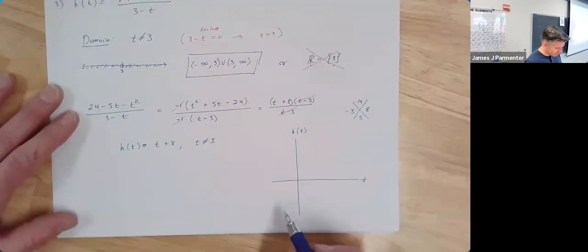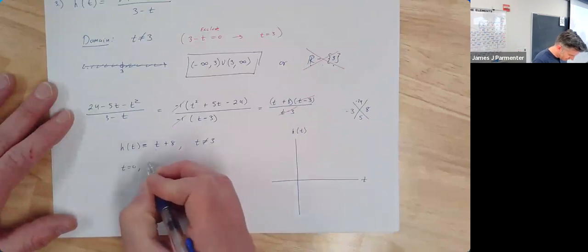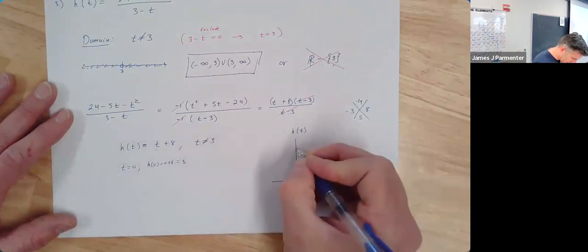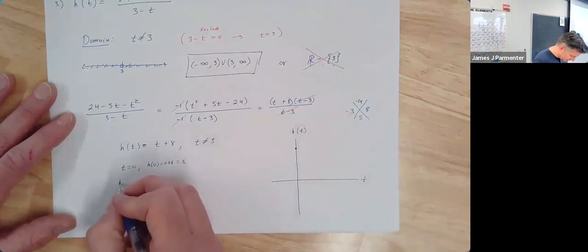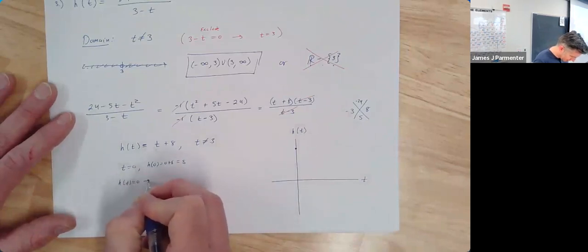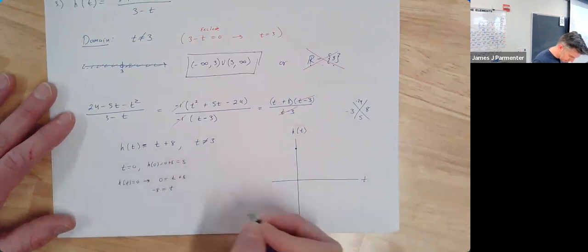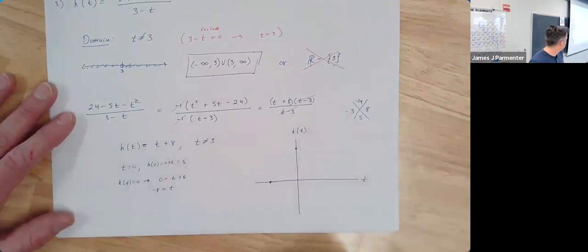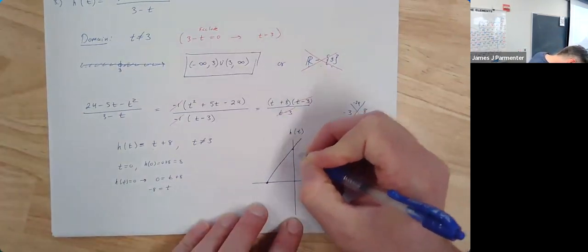So to find the y-intercept, I would set t equal to 0. h of 0 is going to be 0 plus 8, which is 8. So my y-intercept is (0, 8). And for my x-intercept, if I set h of t equal to 0, that gives me 0 equal to t plus 8, or -8 is equal to t. So over here is my x-intercept on the horizontal axis. When I draw this, I connect the dots and make a straight line.